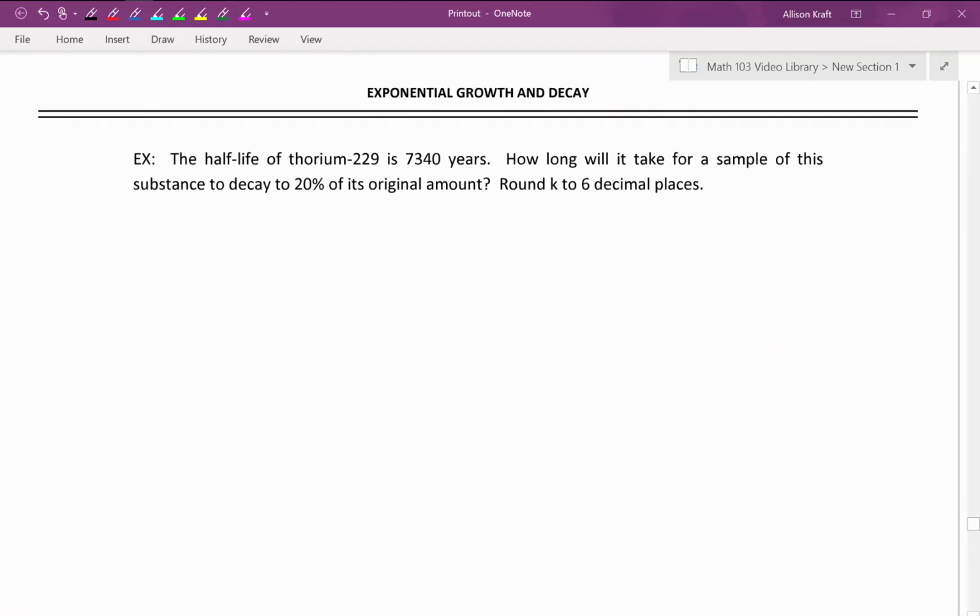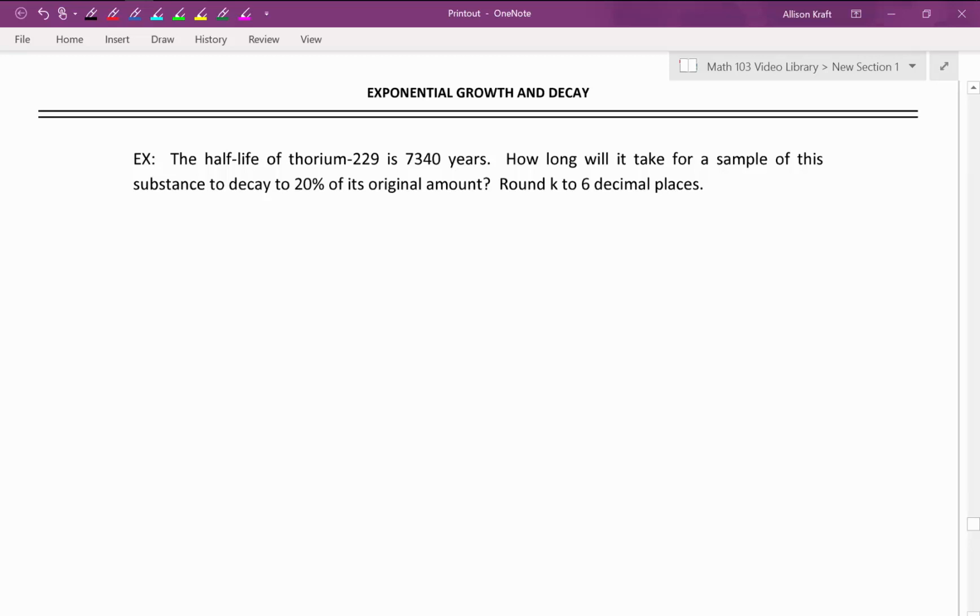That first example was exponential growth. Now we're going to talk about exponential decay. One of the most common types of exponential decay are half-lives. We see that in chemistry. The half-life of thorium-229 is 7,340 years. How long will it take for a sample of this substance to decay to 20% of its original amount? We'll round our k value to 6 decimal places.